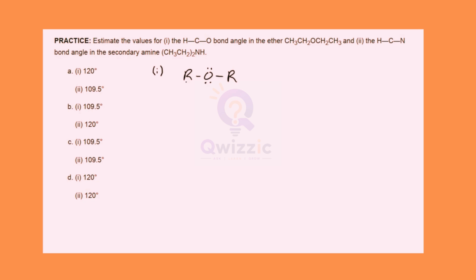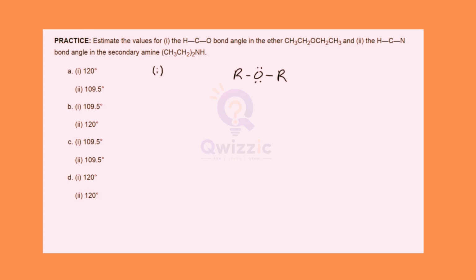Now, recall that R is an abbreviation for the carbon chain on either side of the ether's oxygen. In this case, we just so happen to have the same exact group, which is an ethyl group on either side of oxygen. So in this case, I'm going to replace the R group on either side with the ethyl group here.